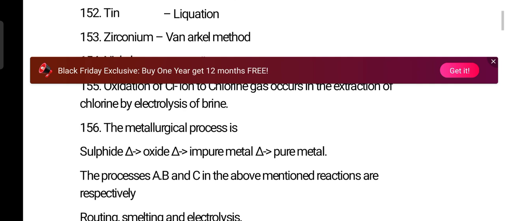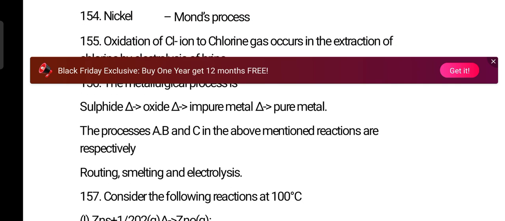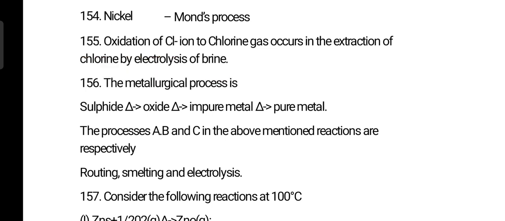The metallurgical process is: sulfide, heat gives oxide; heat gives impure metal; heat gives pure metal. The processes A, B and C in the above mentioned reactions are respectively roasting, smelting and electrolysis.